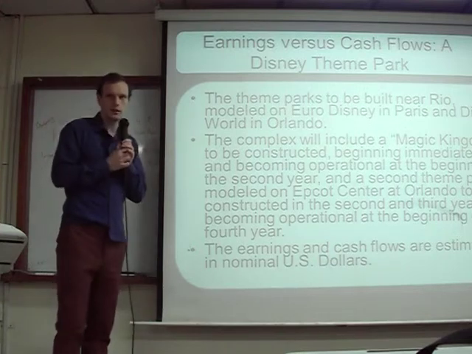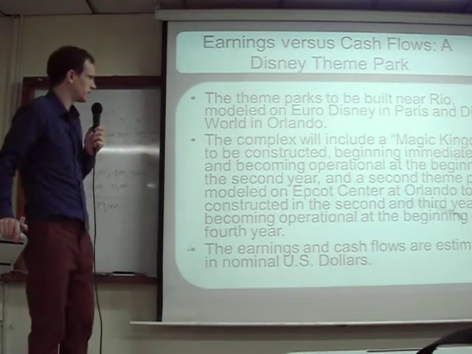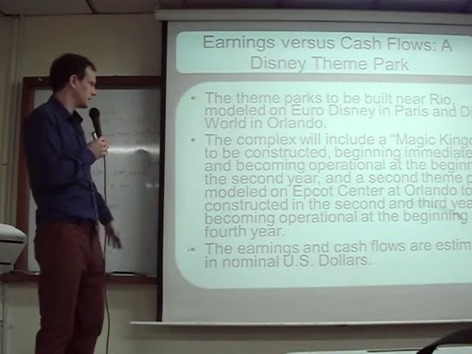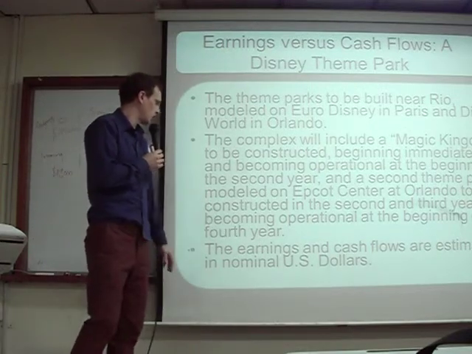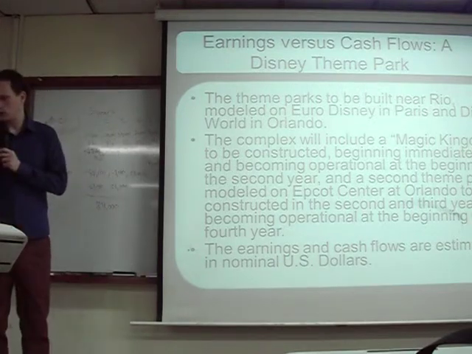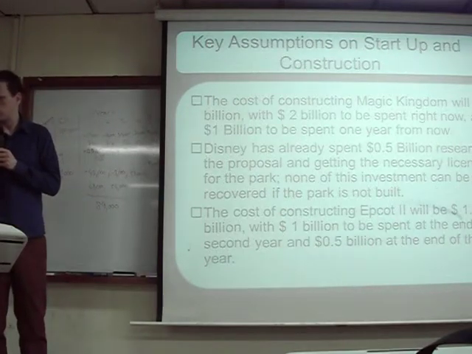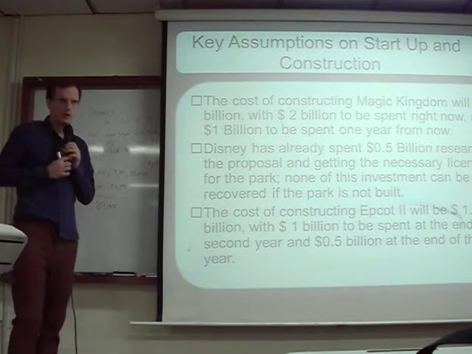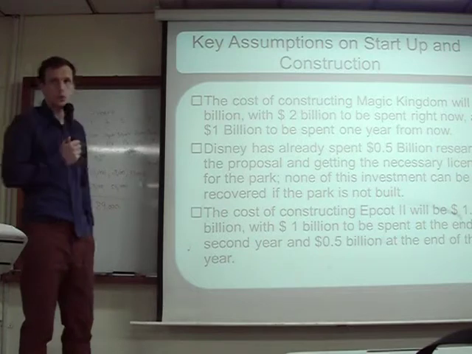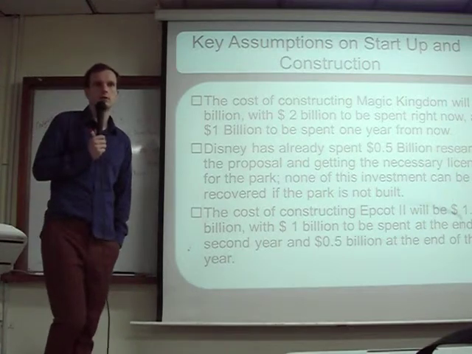they're going to include, like, in Orlando, Magic Kingdom. Okay? And then they'll make another theme park, and so on. Okay? We're going to estimate their earnings and cash flows in US dollars. So the first thing we have to look at is the cost of construction. It's going to cost $3 billion. That's quite expensive.